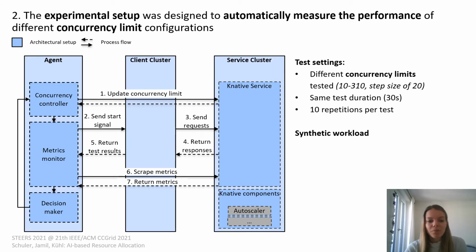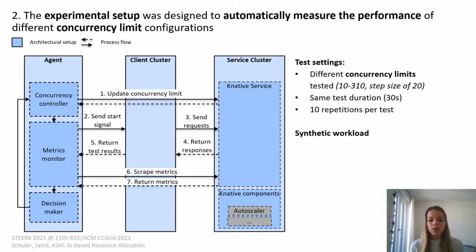To measure the impact of different concurrency settings on the performance, we designed the following architecture consisting of 3 components. We have 1 agent coordinating the tests, 1 smaller client cluster to simulate the user requests, and 1 bigger service cluster on which we have Knative installed and also our sample application service. With this experimental setup, we then ran lots of different tests with varying concurrency limit configurations.